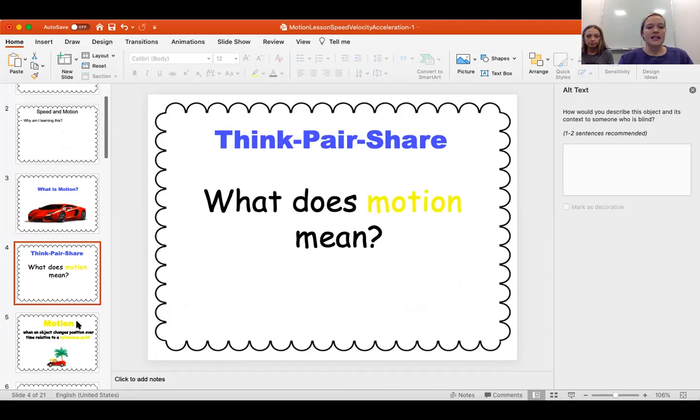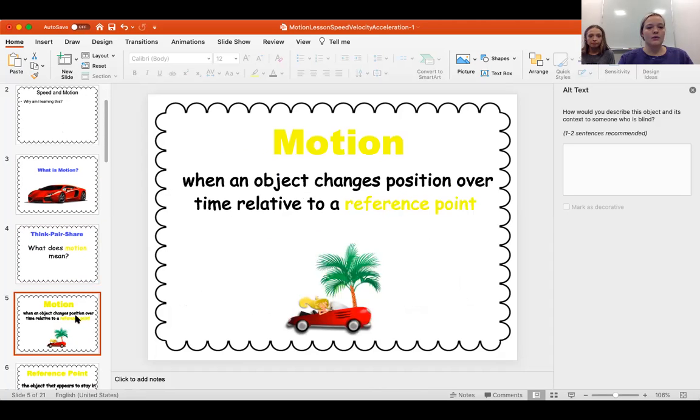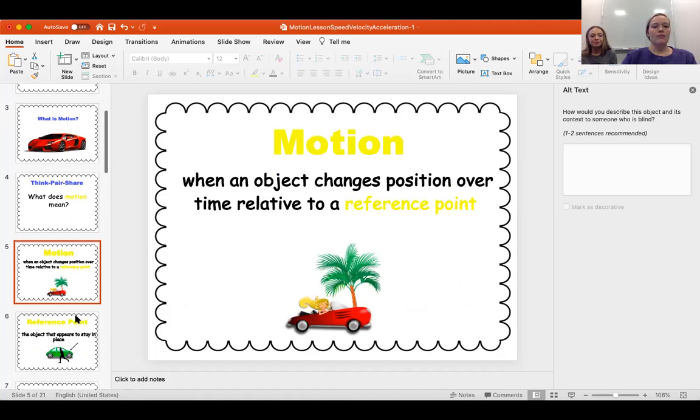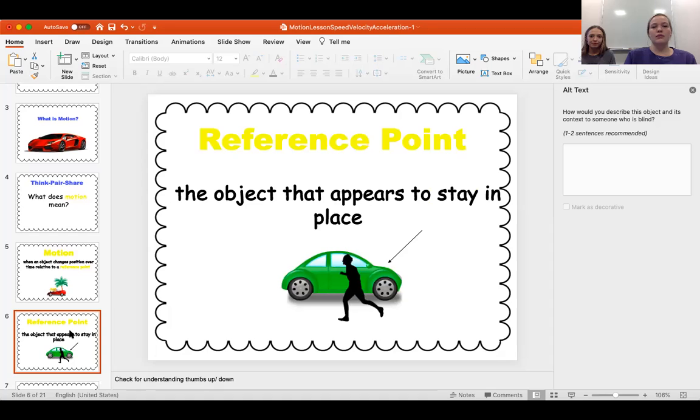Going into that, we will define motion. Motion is when an object changes position over time relative to a reference point. So moving on, we will discuss what a reference point is. A reference point is the object that appears to stay in place.